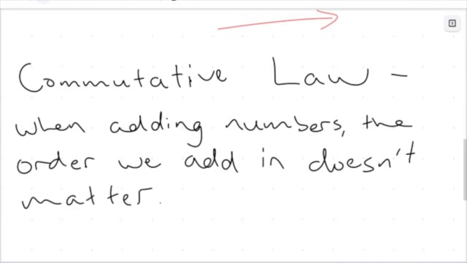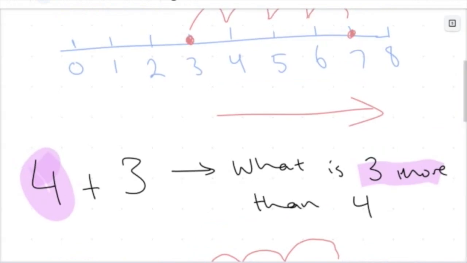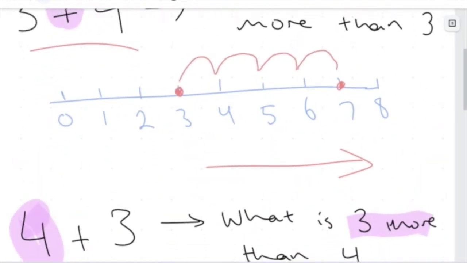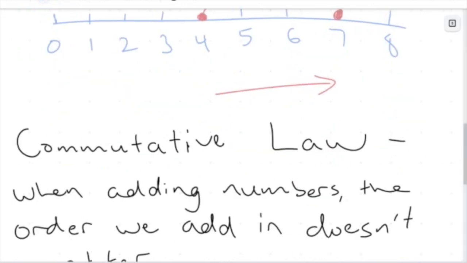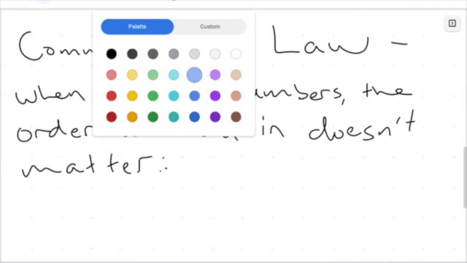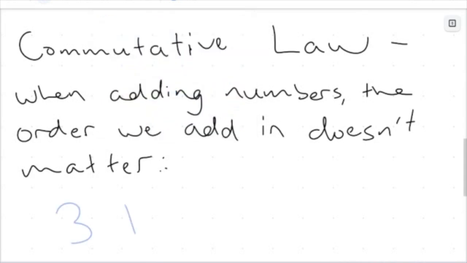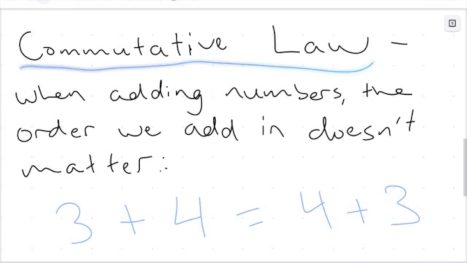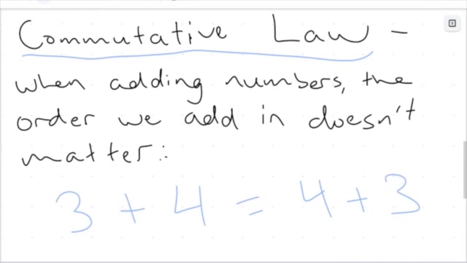So in other words, from what we saw in our little investigation here, no matter what order we wrote these in, we got the same answer. So I can show that by saying, well, 3 plus 4 from what we found is the same as 4 plus 3. That is the commutative law, that the order in which we add, whether we put the 4 first or the 3 first here, doesn't actually matter. We're always going to get the same answer.